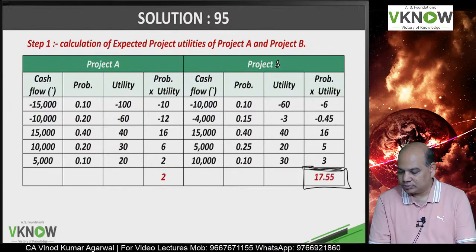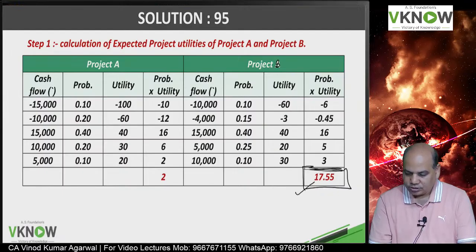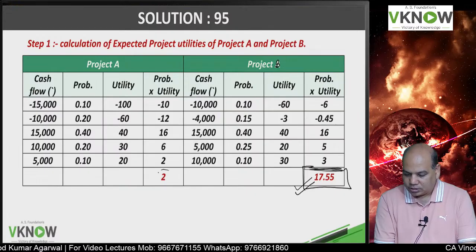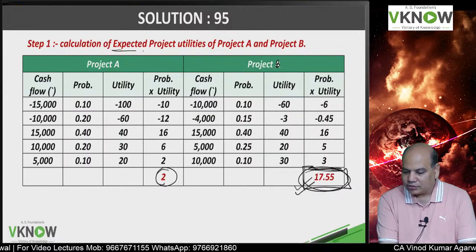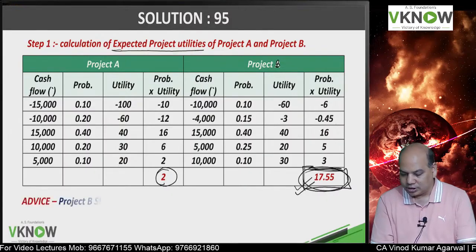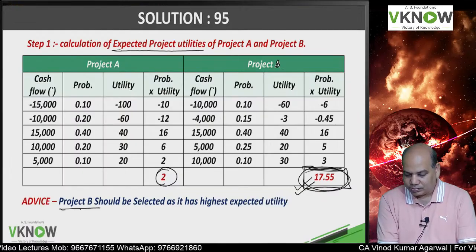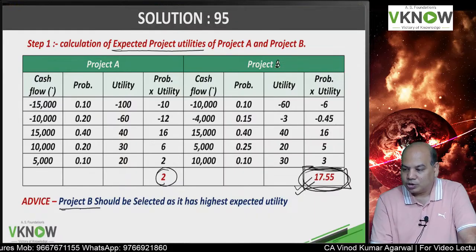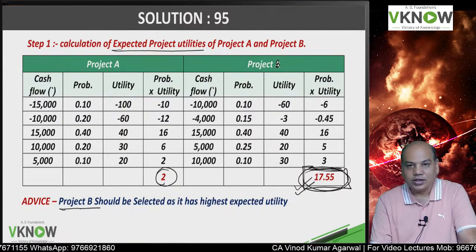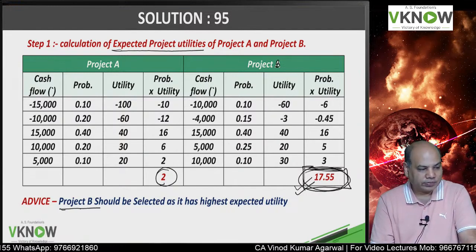17.55 is right. Very good. Everybody got 17.55. So the policy of the company is to select the project which will have the highest expected utility. Answer B, write down. Answer project B. Advice, write down: project B should be selected as it has highest expected utility.